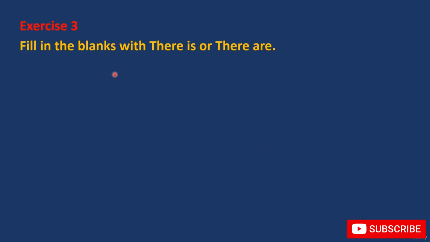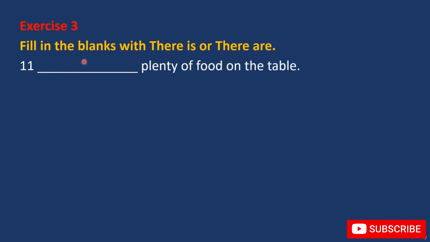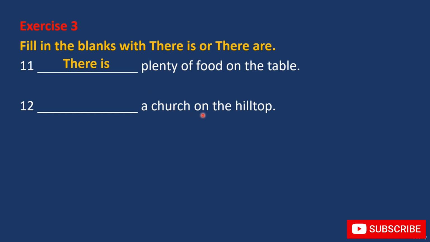I need you to fill in the blanks with there is or there are. Yeah, this is the rest of the exercise. Plenty of food on the table. Again, this is singular, so there is plenty of food on the table. We can say plenty or plenty, both are right. So plenty of food or plenty of food. A church on the hilltop. This is just one. It's singular. So there is or there are? Excellent. There is a church on the hilltop. Perfect.